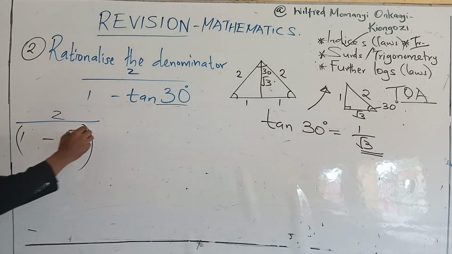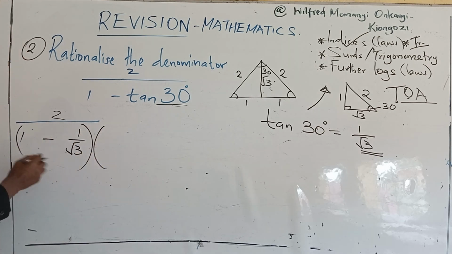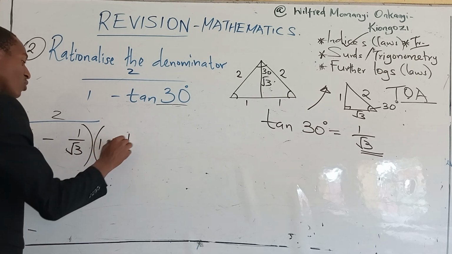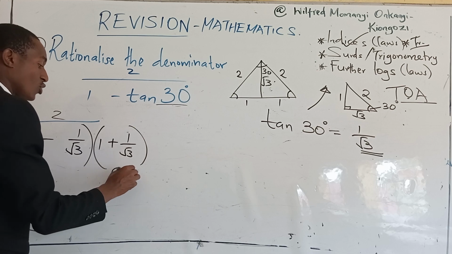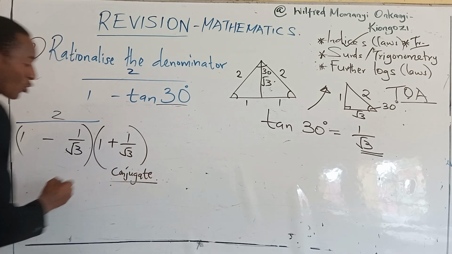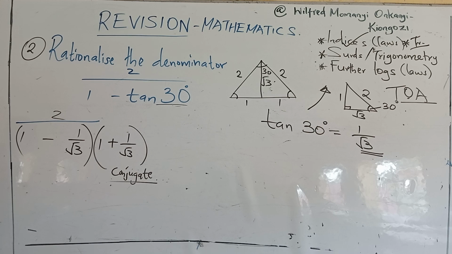So we multiply with the conjugate. The conjugate of the denominator. The conjugate is 1 plus 1 over √3. This one is the conjugate. So we multiply by the conjugate, which is 1 plus. The conjugate means the sign is the only difference. Of course, what it brings is what we call a difference of two squares.